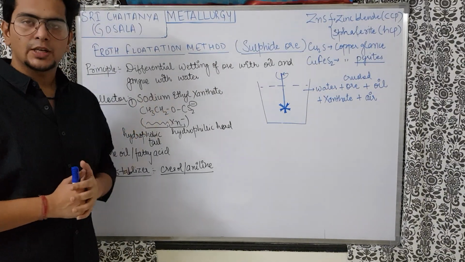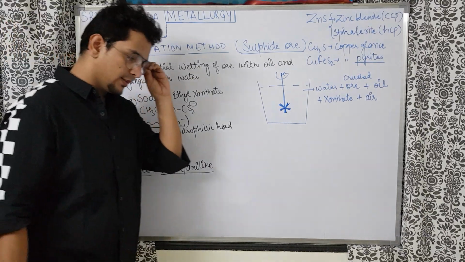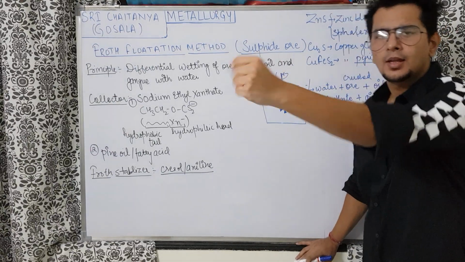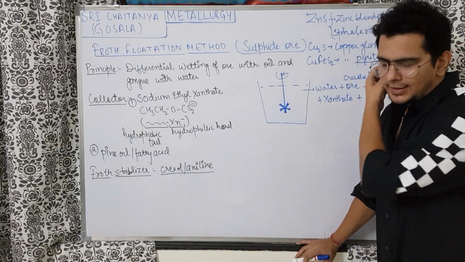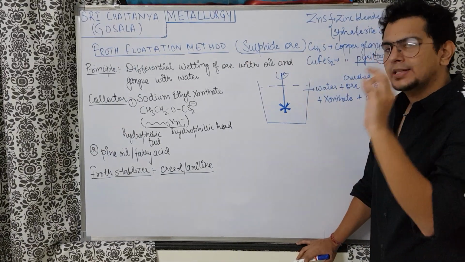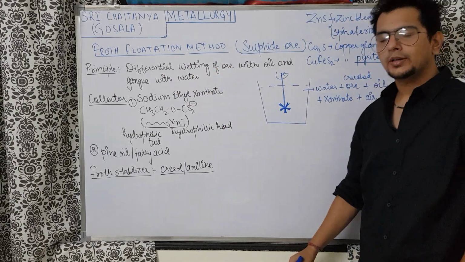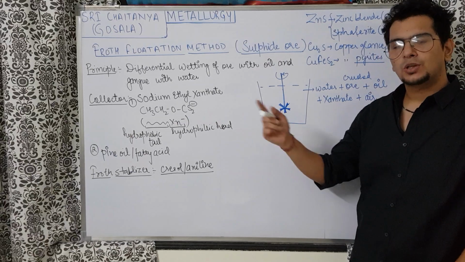So now I'm going to start with the froth flotation method. It's a very interesting method as well, and it is used for sulfide ores only. Why it is used for sulfide ore, we'll discuss. So we have to understand firstly what the principle is. The principle is the differential wetting of ore with oil and gangue with water.